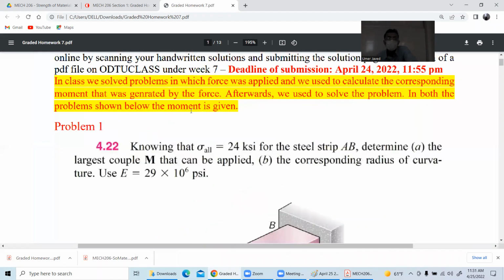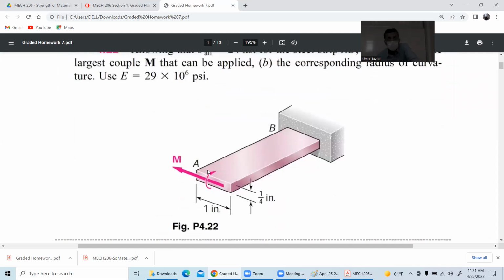Look, please read this. In class, we solved problems in which force was applied, and we used to calculate the corresponding moment that was generated by the force. Afterwards, we used to solve the problem. In both the problems shown below, the moment is given. Look, now M is written.